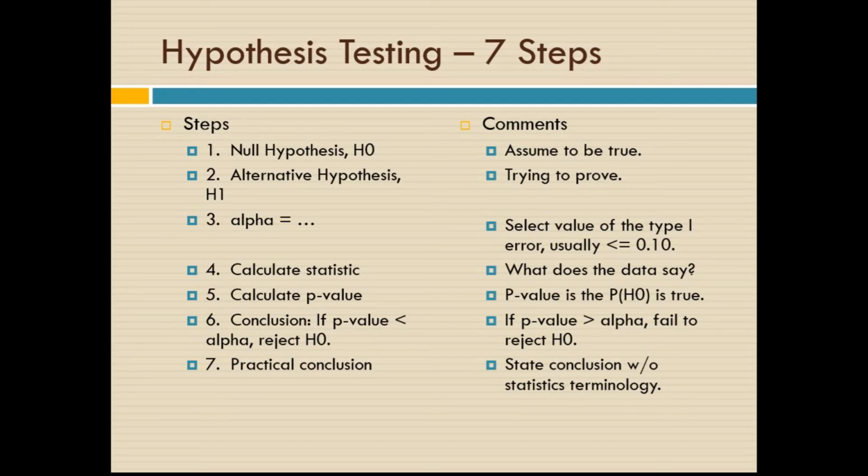If the p-value is big, and big is bigger than alpha, which we set in step 3, then all we're saying is that we do not have evidence to reject the null hypothesis. We generally don't say the null hypothesis is true. We just say we don't have evidence to say otherwise. And then the last step, the practical conclusion, is always stating the conclusion in step 6 without using statistical terminology. We don't want to confuse the decision maker with stats. So you want to convert step 6 into a practical conclusion.